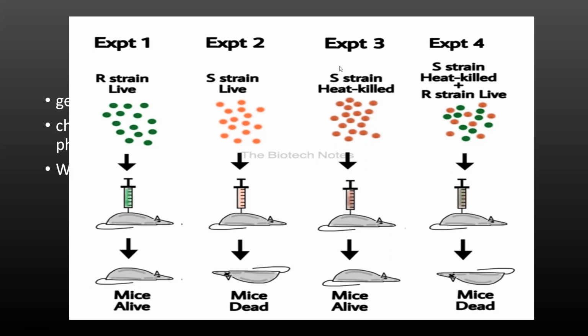DNA. DNA was stable. Even the heat was not able to destroy it. This DNA was alive in this. Okay, DNA was stable there. That genetic material got transformed in the R strain, and you got this mice killed.